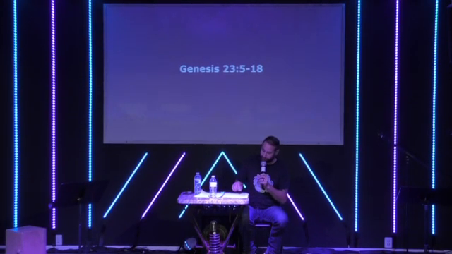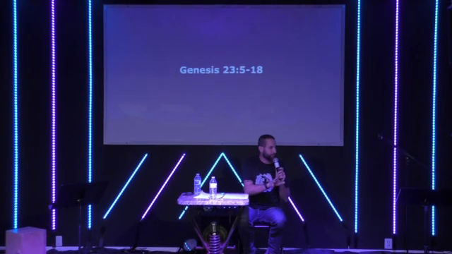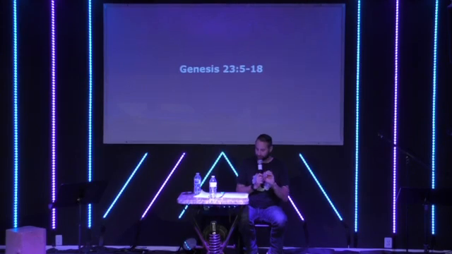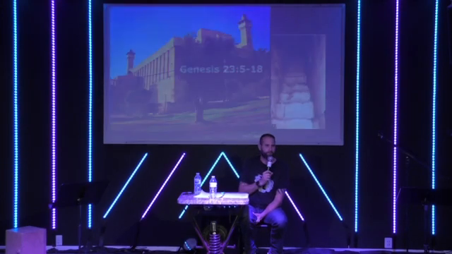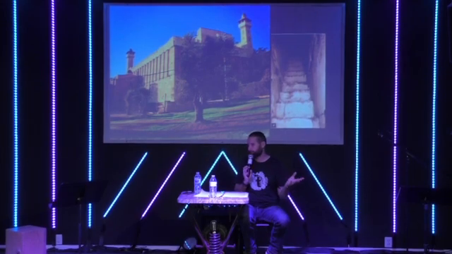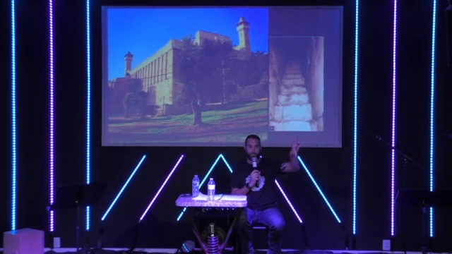So Machpelah in Hebrew means double. So this tomb is called a cave of pairs. And what actually happened here is that pairs of couples ended up being buried there. Abraham and his wife, Isaac and Rebekah, and Jacob and Leah. And so I have some pictures of this. I've not been there. I've not done a ton of research on it, but when I Googled it, this is what came up. Apparently they built a temple around it to protect it.